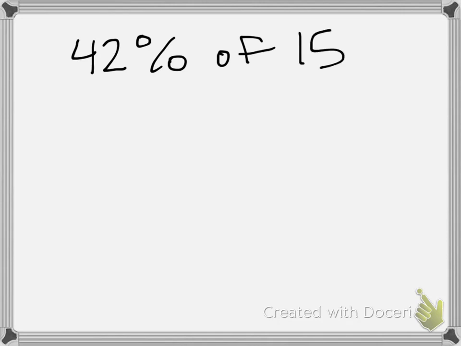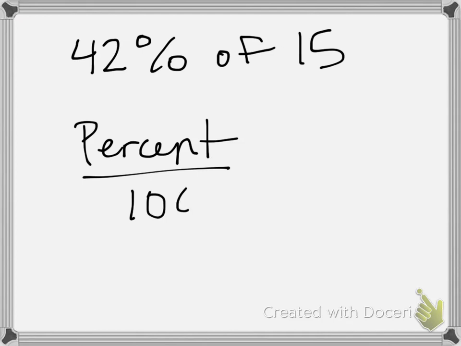So let's take a look, for example. Let's say we're trying to find 42% of 15. 42% of 15. So first of all, what we need to understand is how to set up a proportion. And a proportion is going to look like this. It's going to be the percent on the left side, so percent over 100, because a percent's always out of 100, equals the part over the whole, like a fraction.